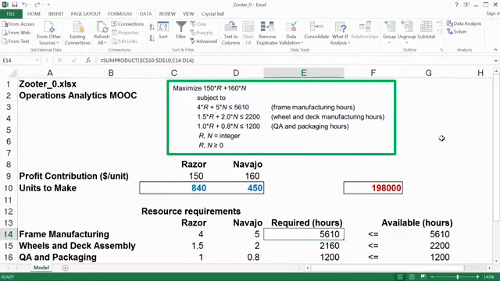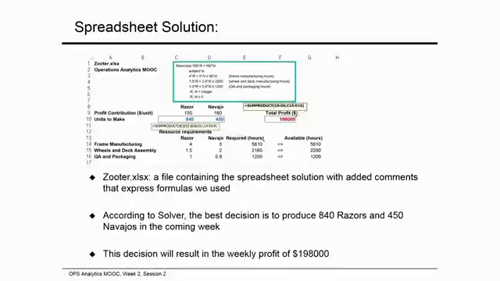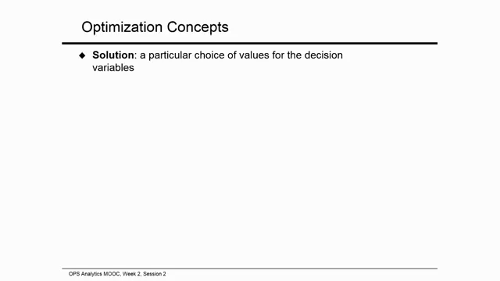This final spreadsheet with comments reflecting the formulas we introduced is posted on our site under the name Zuter. Okay, here's a picture of the optimized spreadsheet with formulas. We have the best solution, 840 Razors and 450 Navajos, and the best possible profit, $198,000.